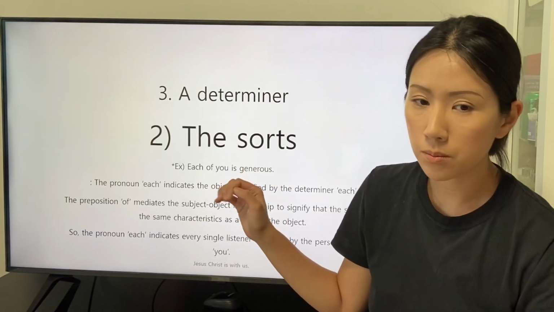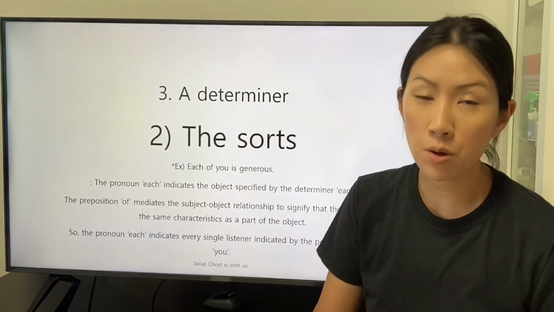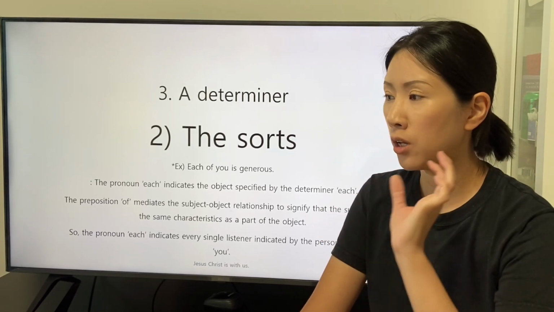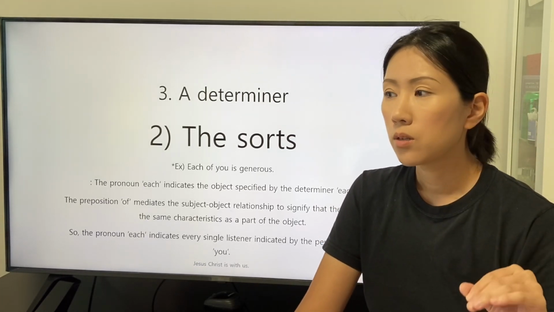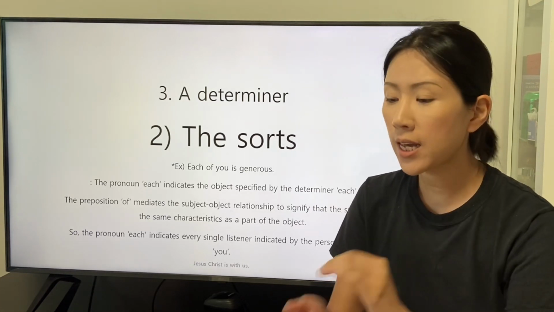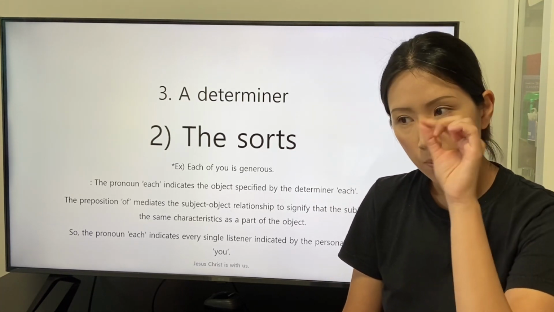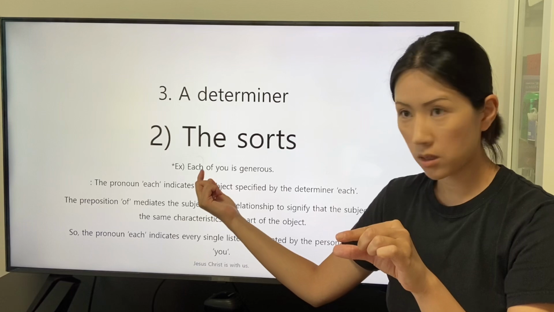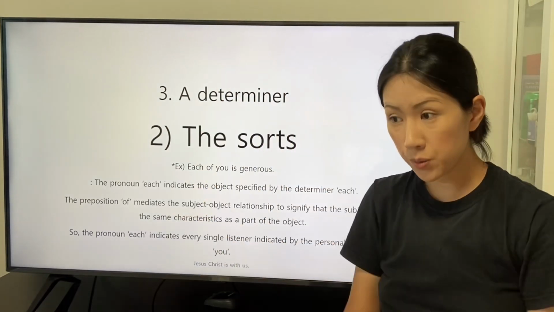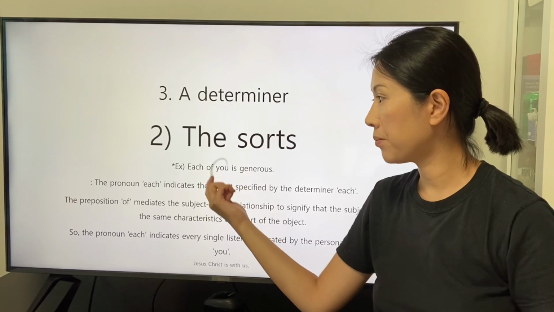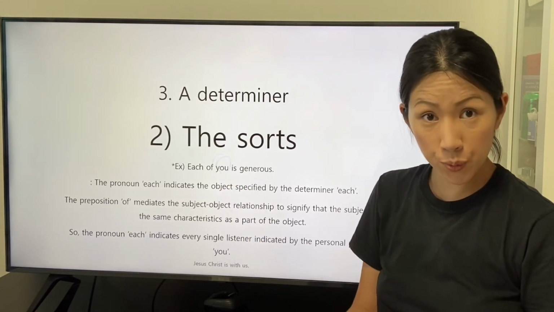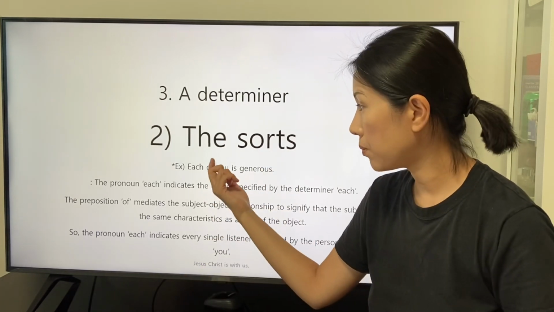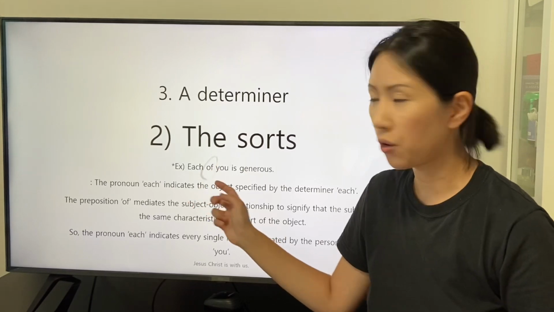There is a conference. Each of you is generous. The determiner each can be applied as an indication, especially as a pronoun, to indicate a component of the group of listeners indicated by the personal pronoun you, and the subject-object relationship is mediated by the preposition of.